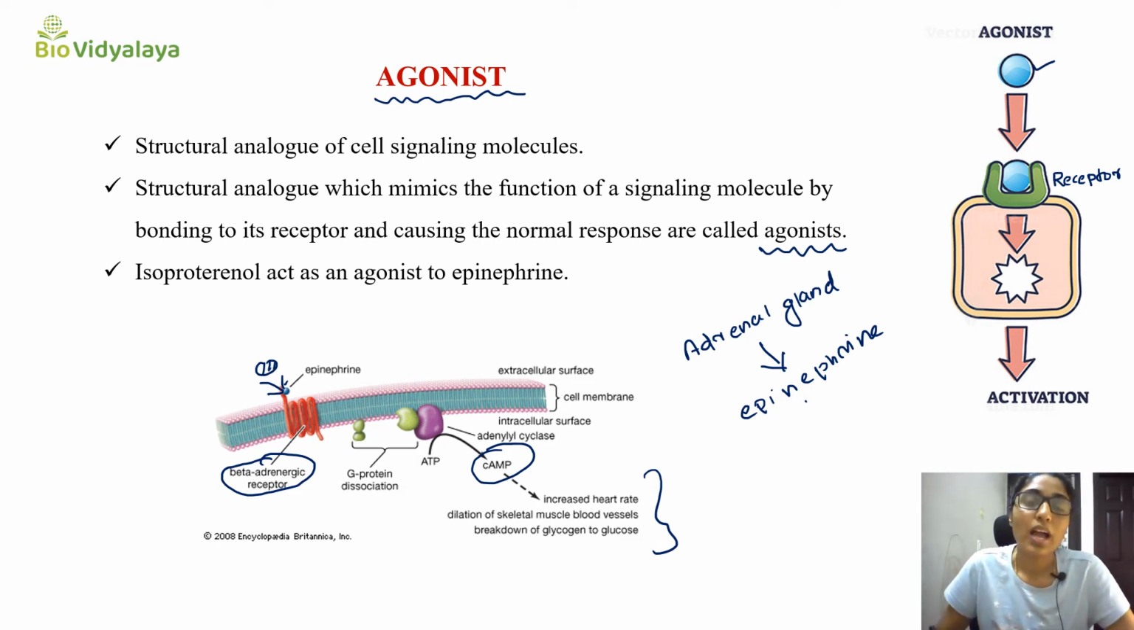So agonists are structural analogs which mimic the function of the normal signaling molecule or normal ligand molecule by binding to its receptor and causing the normal cellular response.